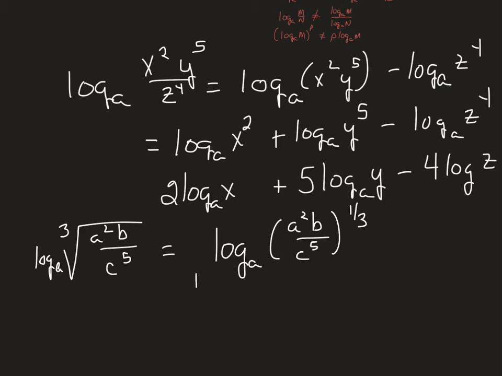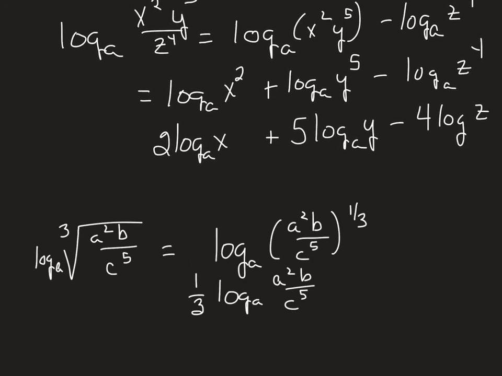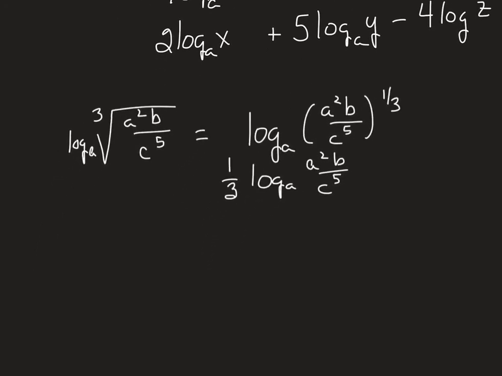So I can rewrite next, taking it a step at a time. This is going to be 1/3 the log base a of a squared b over c to the fifth. Now, the more familiar you get, you can combine a lot of these steps together, but I want to be sure that we all see each step so I don't lose you somewhere. So this can become rewritten as 1/3 the log base a of a squared b minus the log base a of c to the fifth.